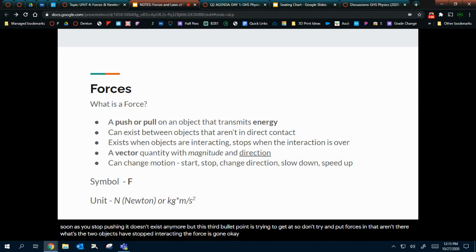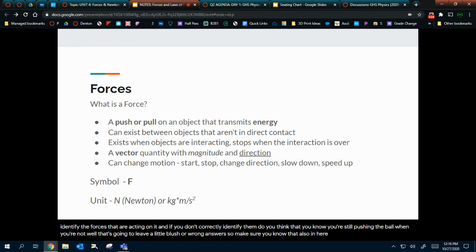Okay? That's very important to note because later on, I'm going to have you identify forces that are acting on objects. And if you don't correctly identify them, if you think that you're still pushing a ball when you're not, well, that's going to lead to a bunch of wrong answers. So make sure you note that.